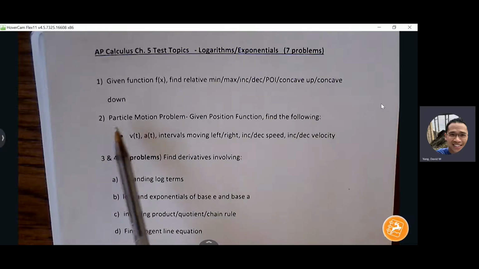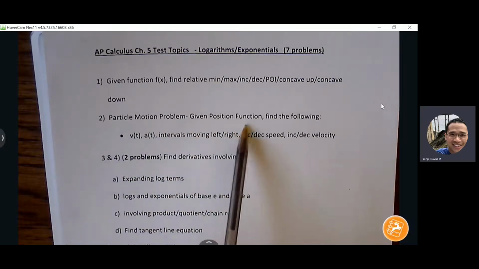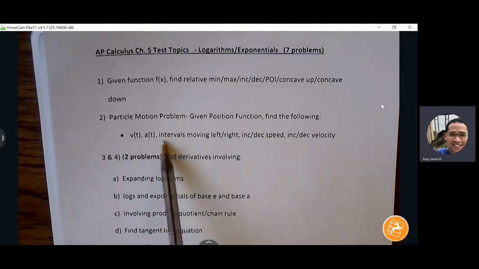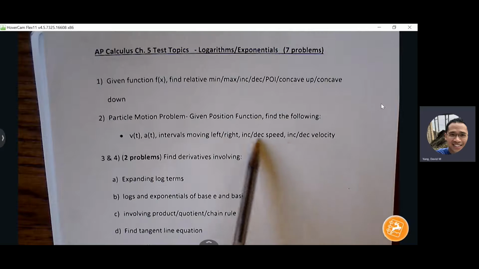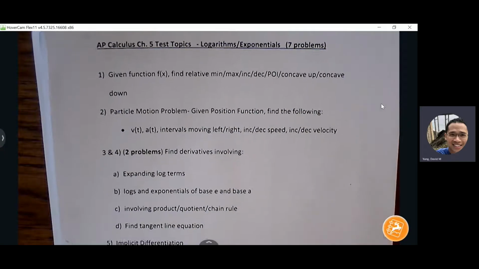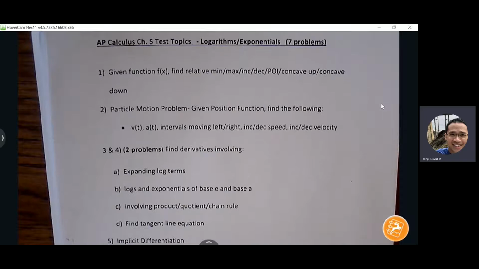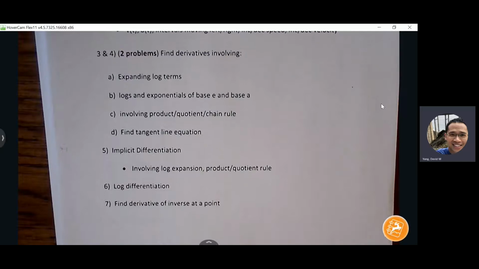Okay. There's also going to be a particle motion problem. Given position function or velocity function, find intervals moving left, right, increasing, decreasing speed, increase, decrease velocity. We'll spend more detailed time with these tomorrow as well. Okay, so those are the extended problems. And then the rest are kind of like the smaller topics that make up the rest of the test.